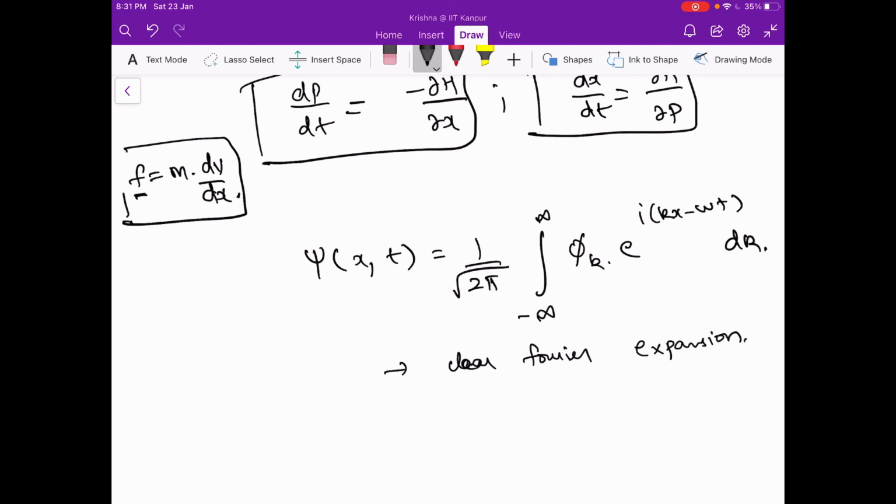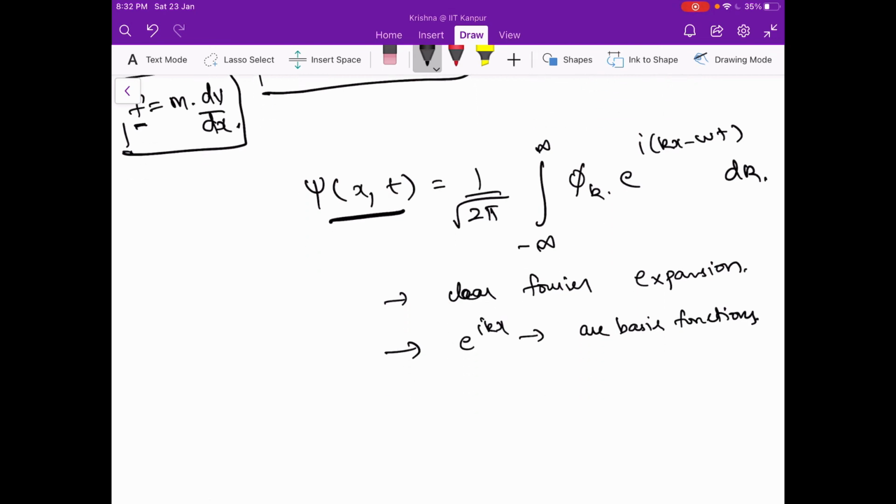Any function in x and t can be written in this particular format. Or you can also think that e power ikx, which we have shown previously, are momentum eigenfunctions, and any function phi can be written as a linear combination of the basis sets. So we know e power ikx are basis vectors, basis functions, and any function can be written in either way. So these are the two ways it can be written.